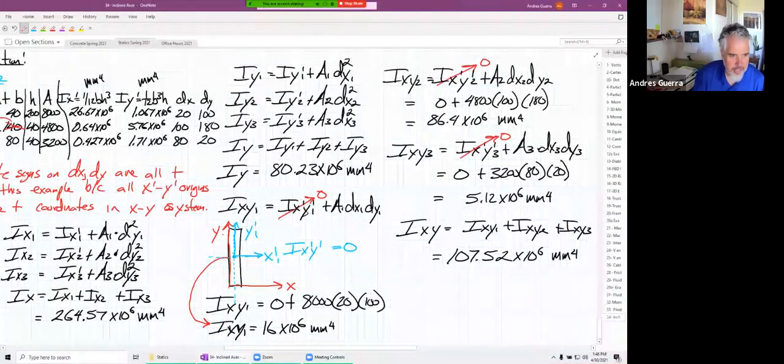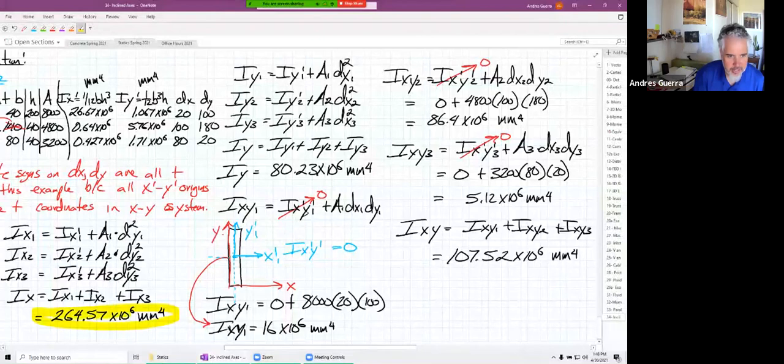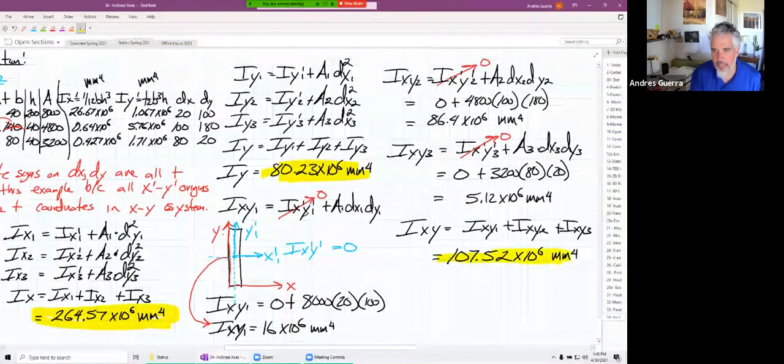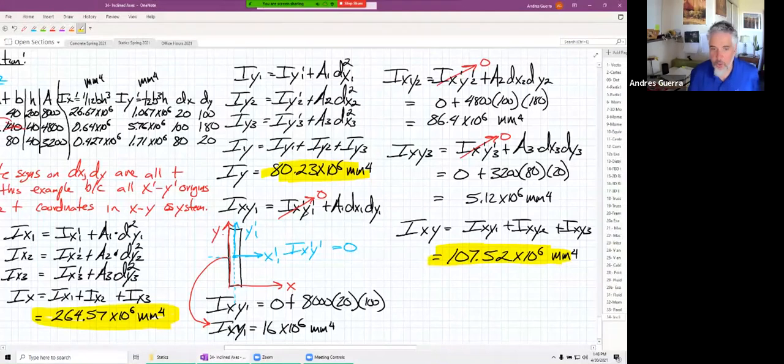Let's highlight the numbers that we're going to need. So we need Ix. That's the 264 number. We need Iy. That's the 80.23 number. And we need Ixy. That's the 107.52 number right there. So remember, part A was theta p, I max and I min. We haven't even gotten there. We spent this whole class just finding Ix, Iy, and Ixy.